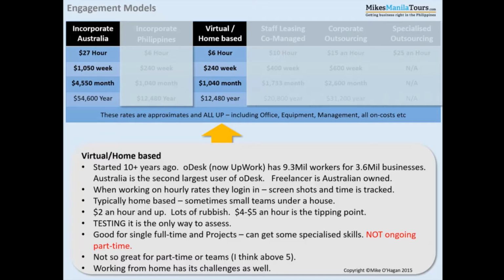I get a lot of people come to me who've had problems with Upwork, and I sit down and talk to them. I say, what happened? And they say, well, I keep hiring somebody and it just keeps falling over. And I say, well, what are you doing? And they say, well, I hire them for 20 hours a week. And I go, well, there's your problem right there.